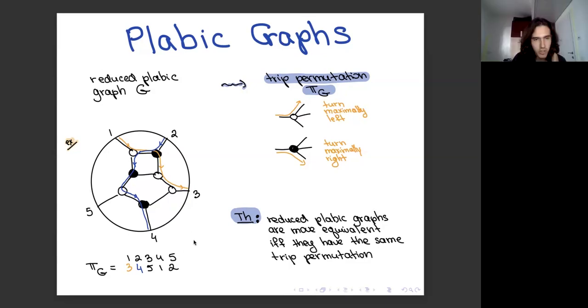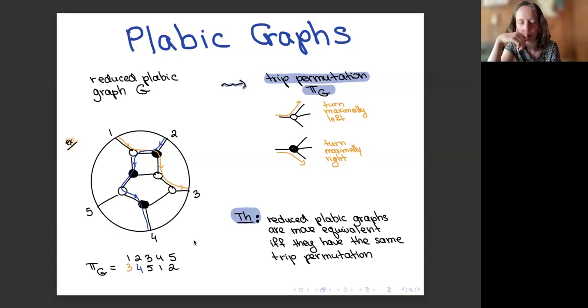Can you realize each permutation as some trip permutation? Yes, that's a good question. Yes, every permutation can appear as a trip permutation. Now you have to allow maybe for disconnected plabic graphs for that to work. And actually, is it obvious that this is indeed a permutation? Like why two trips cannot end in one point? Yeah, so the graph needs to be reduced in order for this to work. But yeah, it is not obvious. That is certainly not obvious, yeah.